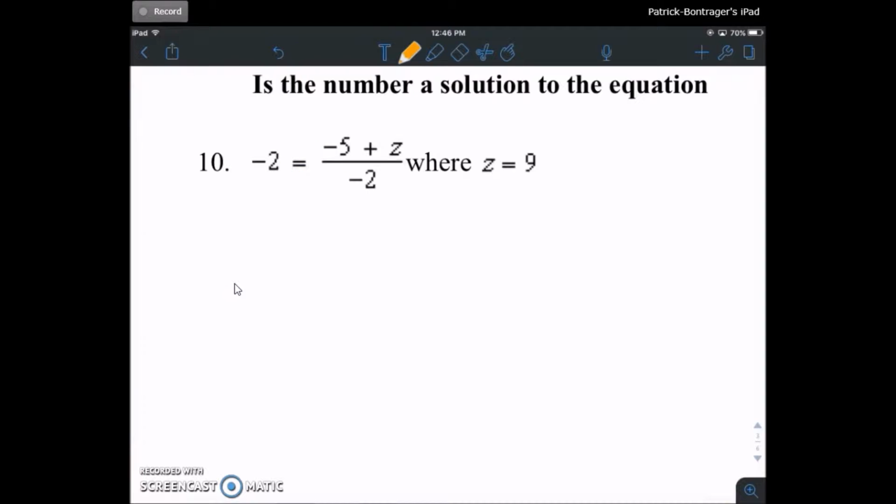So we're going to check and see if 9, when plugged in for z, makes both sides of the equation equal. The first step is to plug 9 in for z. So I got -2 equals (-5 plus 9) over -2. If you recall, when I'm adding opposite signs, I take the difference and I keep the sign of the larger number. So -5 plus 9 is 4.